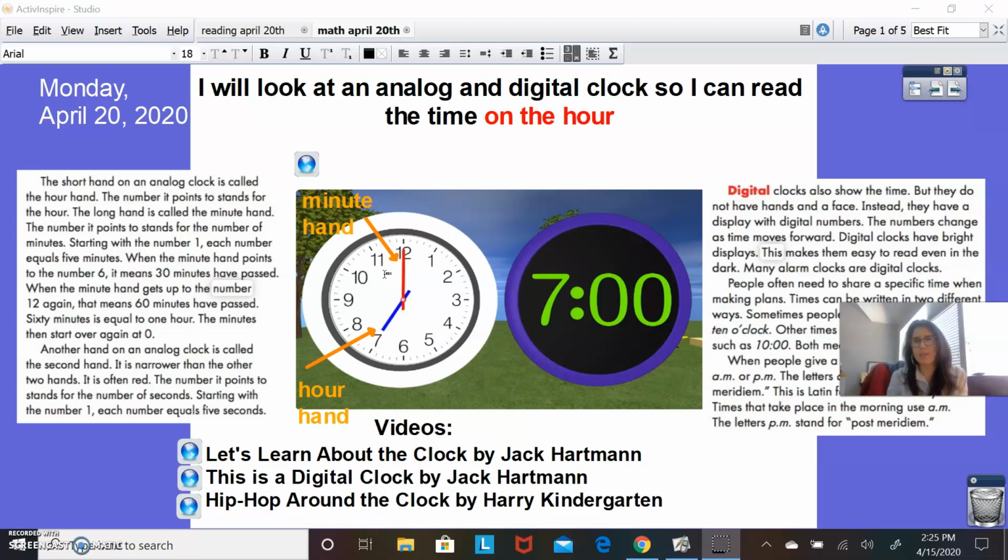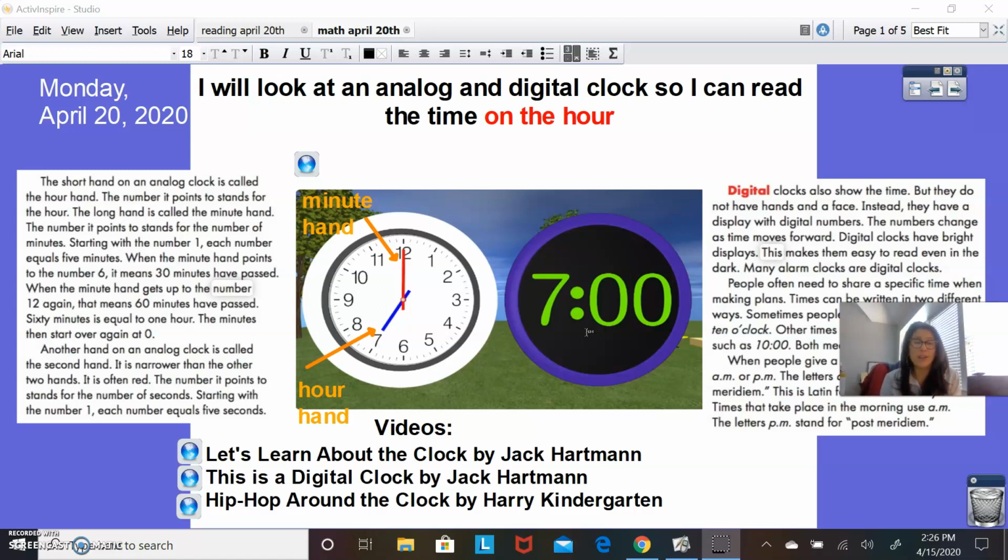So now let's talk about the digital clock. The digital clock also shows the time, but if you notice, it doesn't have hands like this one, and it doesn't have what they call a face. This is called a face on an analog clock. Instead, it has a display with digital numbers. The numbers change as the time moves forward. So digital clocks have bright displays like this one here. It's a bright green. This makes it so that it's easy to read even in the dark.